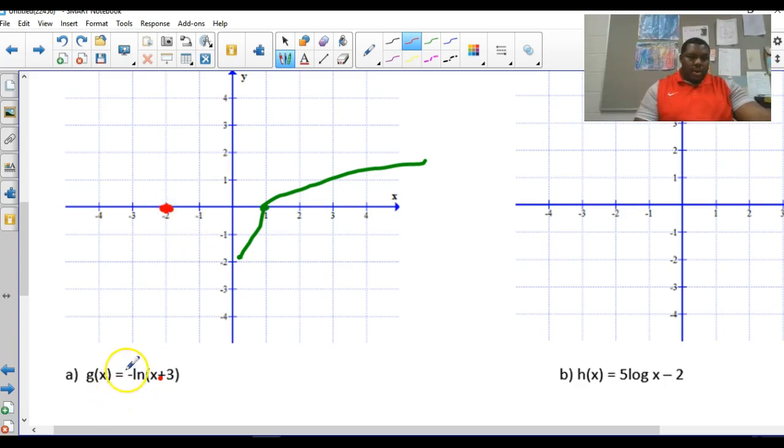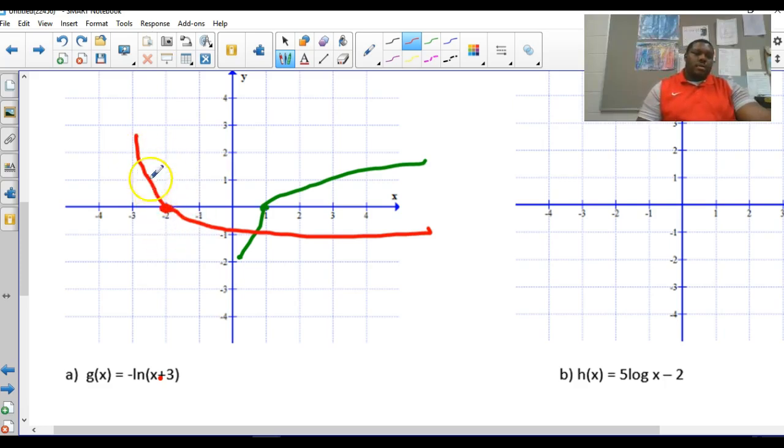But remember, it flipped upside down. That negative right there tells me it flipped upside down. So it flips upside down, and this will be the new graph.